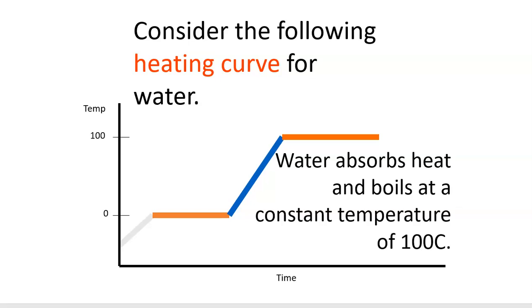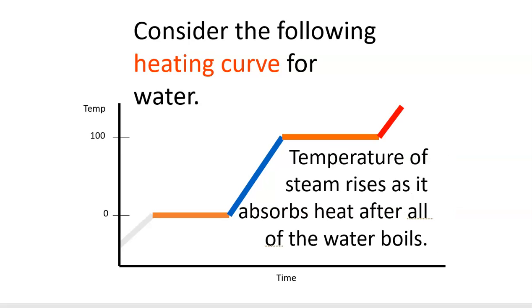Once all that water has absorbed heat and begins to boil, it will once again hit another flat area while it is going to boil at a constant temperature of 100 degrees Celsius. Finally, the temperature of the steam will rise once again. We're going to see a rise in temperature as it absorbs heat after all of the water boils.